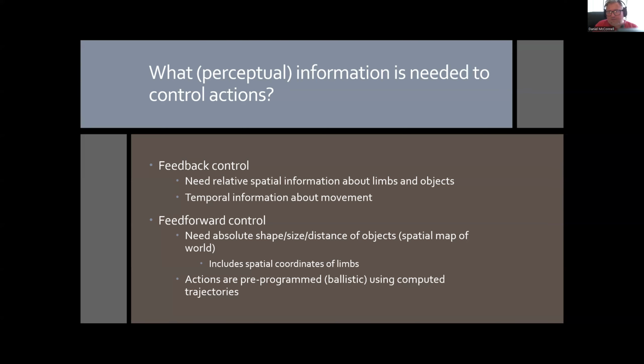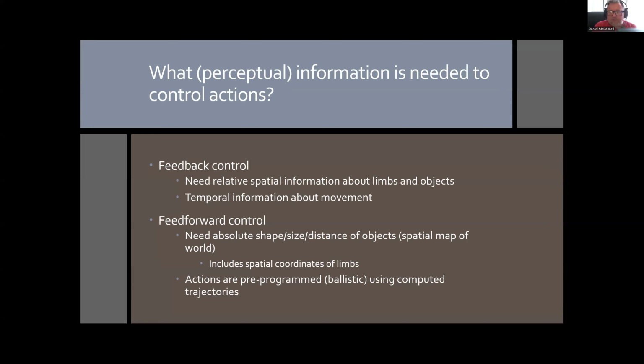Because if it's further and further, then that would be feedback information to tell me to adjust my movement to go some other direction, right? So I need this information about just relative spatial information. You know, what's the relative distance between my hand and the thing I'm reaching for?